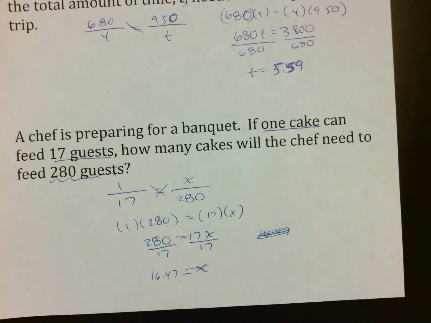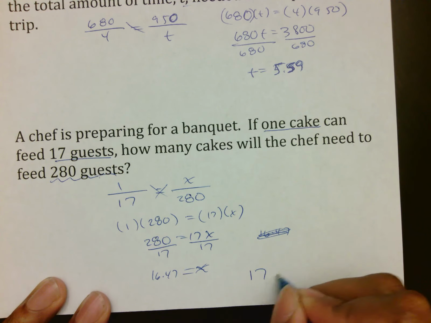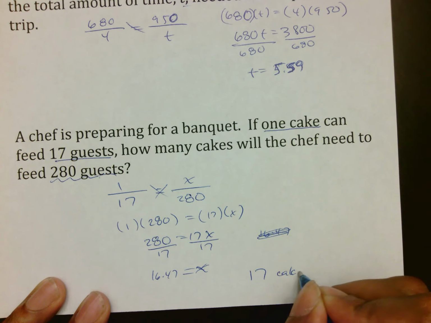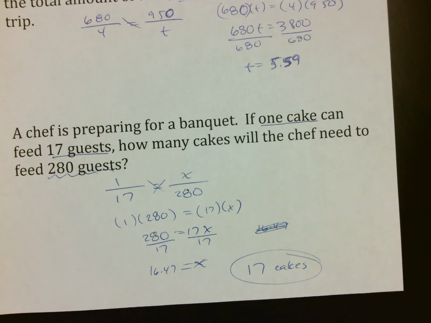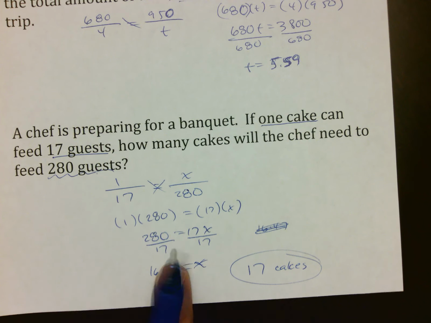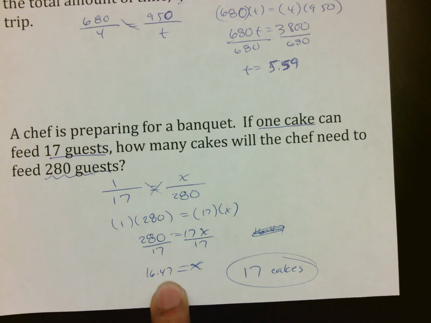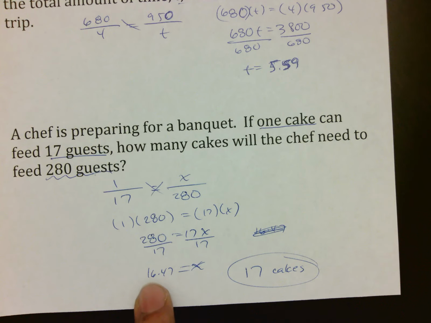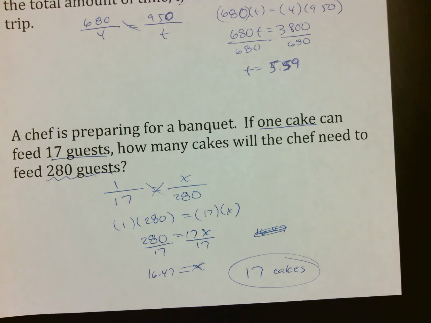And so in order to actually feed the 280 people, you would need the extra material from the 17 cakes, because 16 is not enough. Again, based off of the fact that you want 280 guests, 16 is not enough because you need 0.47. And so even if it was 16.1, you have to round it up to 17 in that case. Alright.